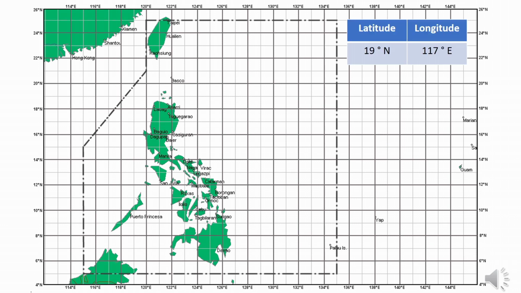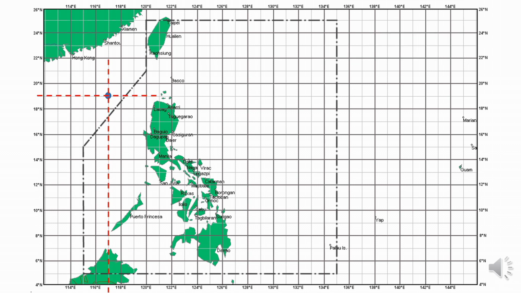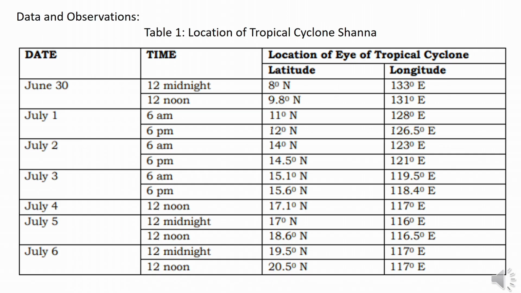Now, how about if the typhoon is at 19 degrees north and 117 degrees east, is it within the PAR? 19 degrees north is here, and 117 degrees east is here. When we intersect these points, we can see that it is still outside the Philippine Area of Responsibility. Let's try tracking a sample typhoon. Inside the table are sample tracking data. Let's plot these coordinates to know the direction of the typhoon.